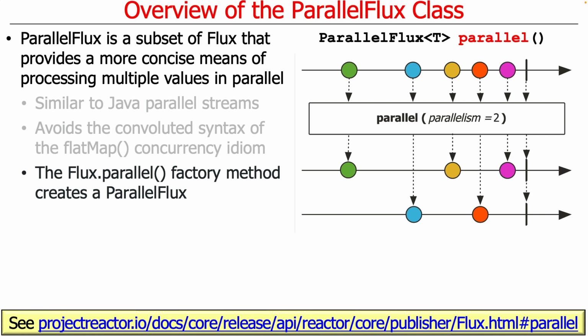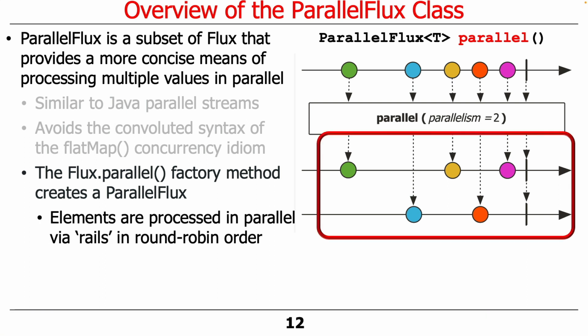Now, how do you get a parallel flux? Well, you take a regular non-parallel flux, and you call the parallel factory method that's defined on it. And you give it the level of parallelism that you want. And so what happens here is it takes each item and gives them off to something it calls rails, which are basically the threads running on cores. And it processes the things in round-robin order.